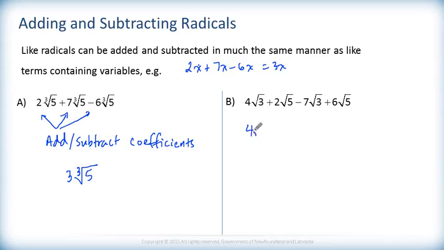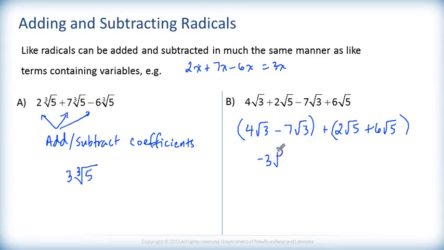So we get the like radicals together, just like if we had x's and y's instead. So we have 4 root 3 minus 7 root 3, they're like, plus 2 root 5 plus 6 root 5. So I simply grouped the like terms together, the like radicals. Now I subtract my coefficients. 4 minus 7 is negative 3 root 3, and 2 root 5 plus 6 root 5 would be 8 root 5.